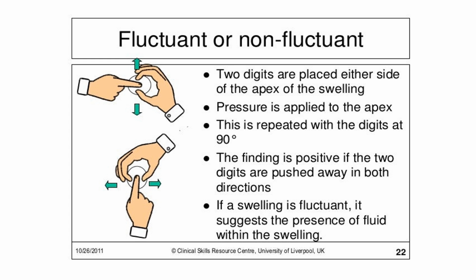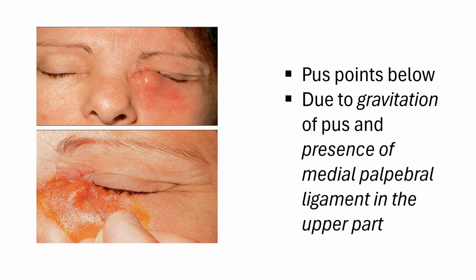At this point I would just like to briefly tell you what is meant by a fluctuant or a non-fluctuant swelling. A fluctuant swelling is basically when you place your two digits on either side of the apex of the swelling, and you put pressure at the center of the swelling. You will find that the two digits will be pushed away from each other, and this is called a fluctuant positive test. So if a swelling is fluctuant, it basically tells you that there's presence of fluid within the swelling. In this case, it is the pus present within the lacrimal abscess.